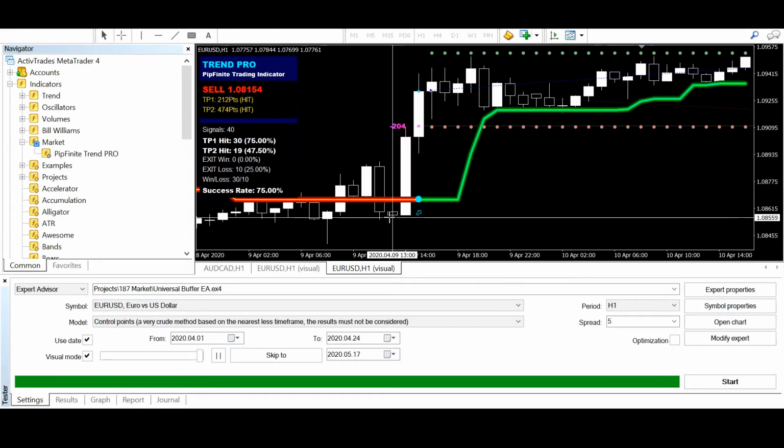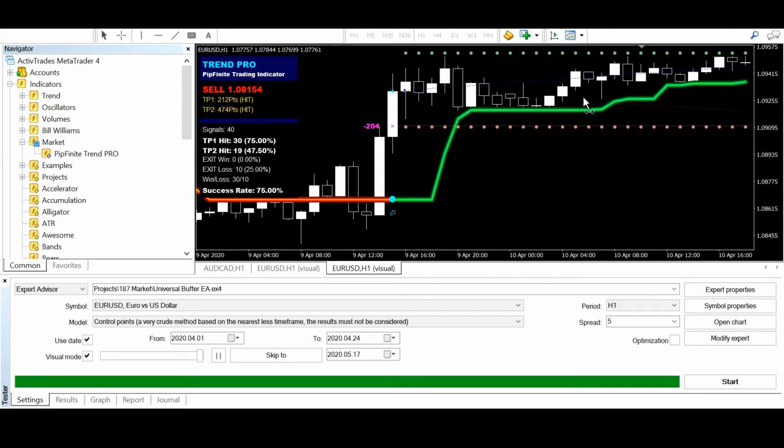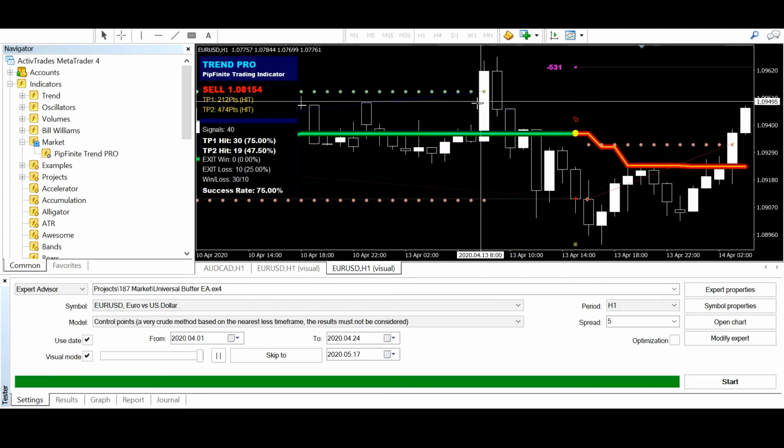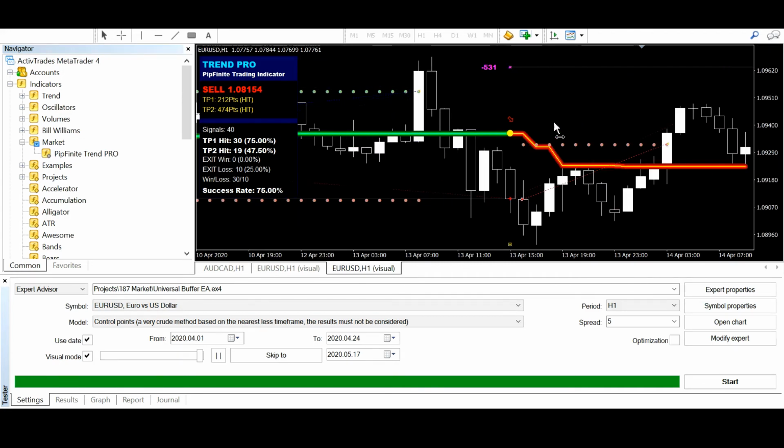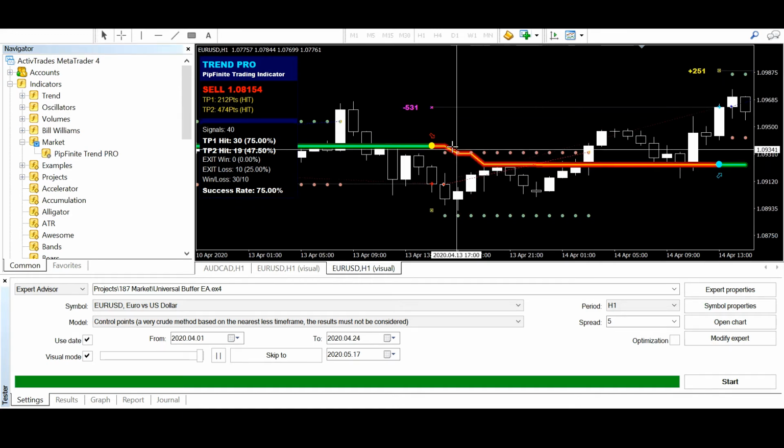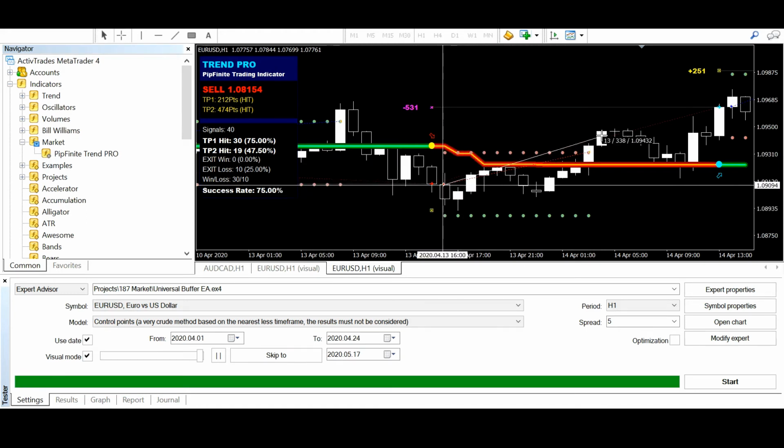So now we see here the line changed from red to green, so a buy trade was opened here and it went into take profit here, and here the green line turned to red and here a sell position was opened and it was stopped out here.